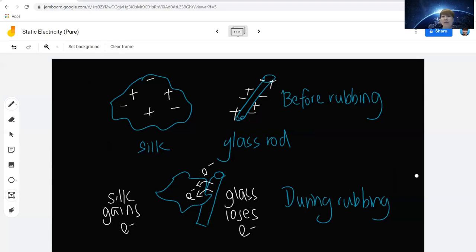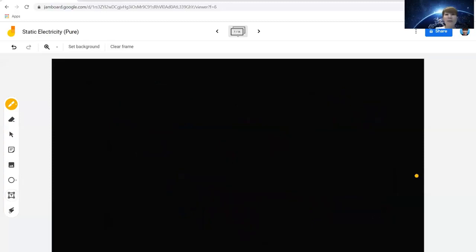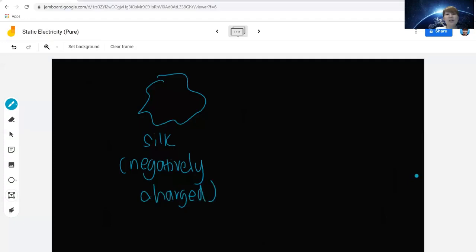As a summary, the silk and the glass rod were neutral to begin with, which means equal electrons and equal protons. During the rubbing, electrons are transferred from the glass to the silk in the area of contact. After rubbing, the silk is negatively charged as it has gained electrons, so it now has more electrons than before. The protons remain the same because there is no change to the protons inside the nucleus.